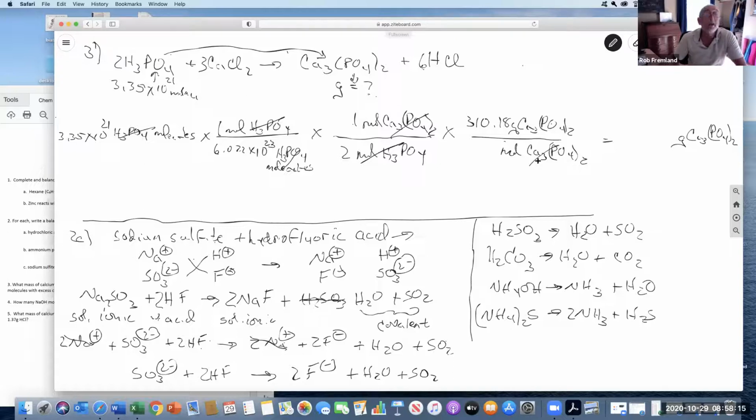So that's point, and then don't forget about sig figs, so 0.863. Right, that's number 3. Questions about that one?